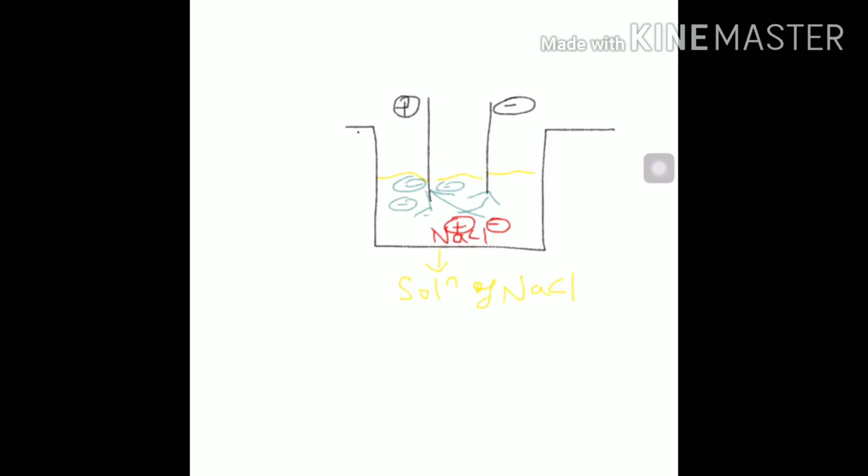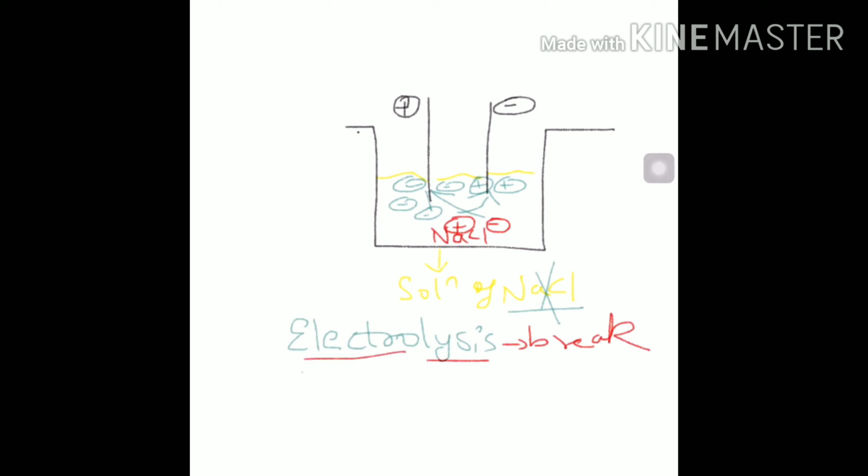You see the ions surrounding the electrode. So the sodium chloride breaks. This entire process is called electrolysis. The word lysis means to break, and this entire thing happens by using electricity, so it is known as electrolysis.